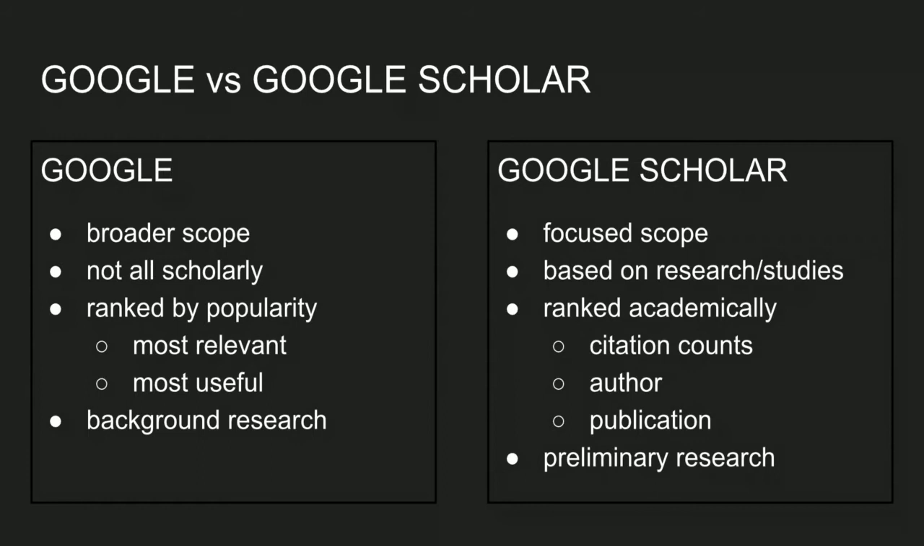And with Google Scholar, the nice thing is they rank by the way that academics do. So the first thing that they look at is the citation counts, and this is how many people have actually cited this article. They also take a look at the author themselves, like how credible those authors are, the publication that it is in, and of course the actual content of the full text article as well. So Google's a really good place for starting background research. Google Scholar is a really good place for starting your preliminary research.